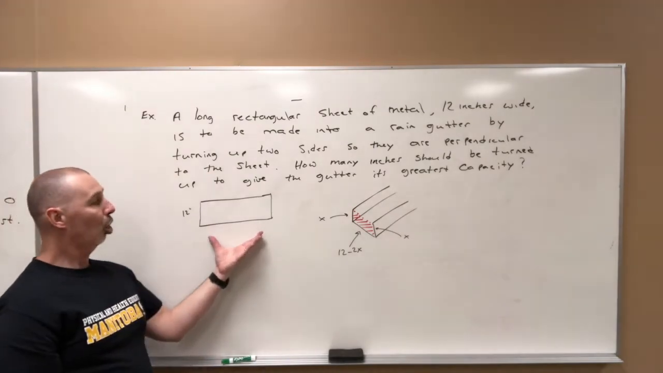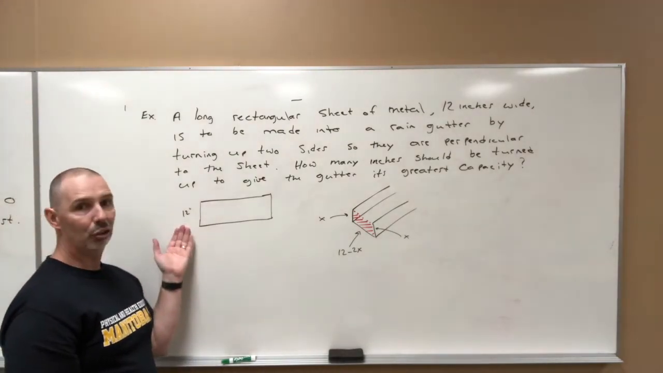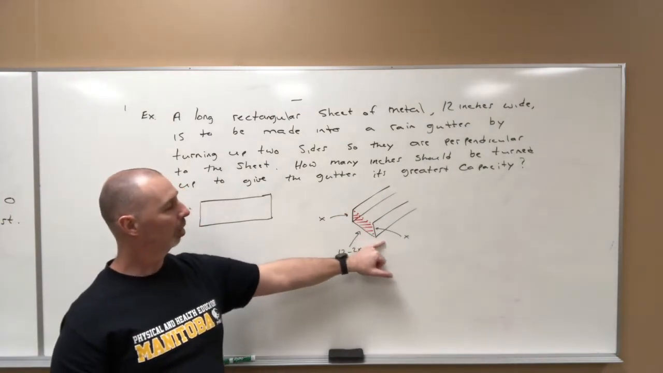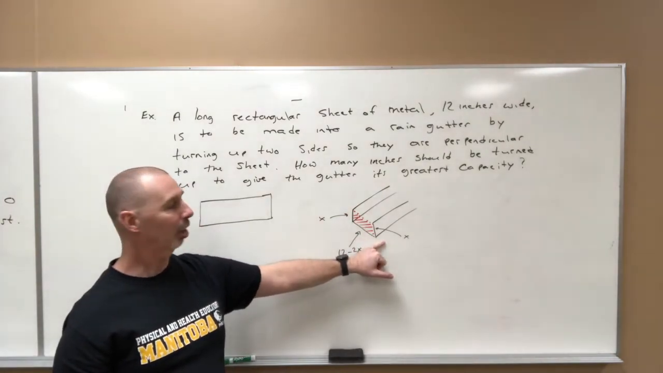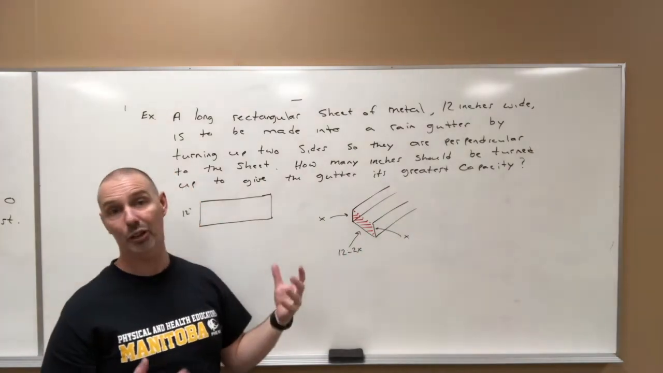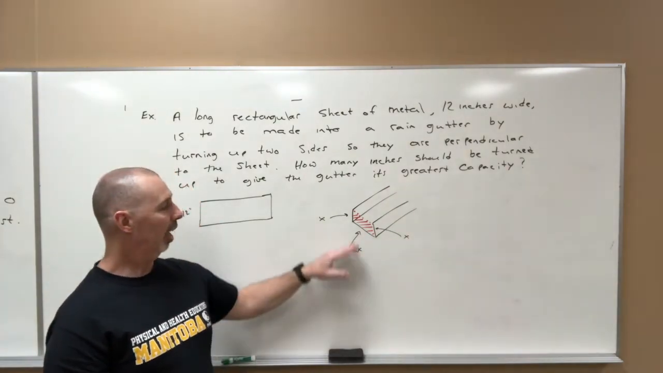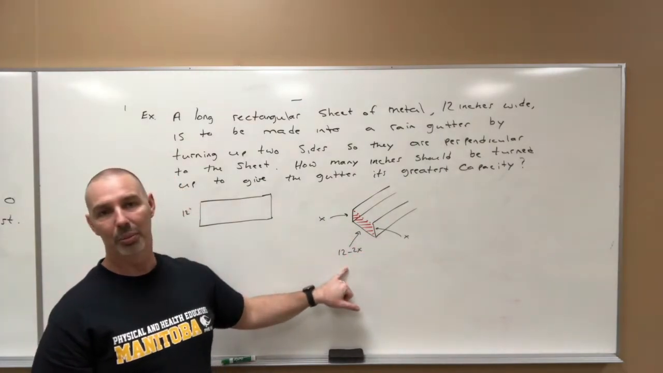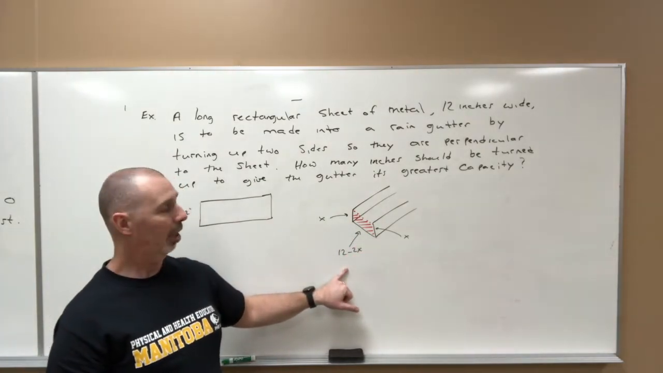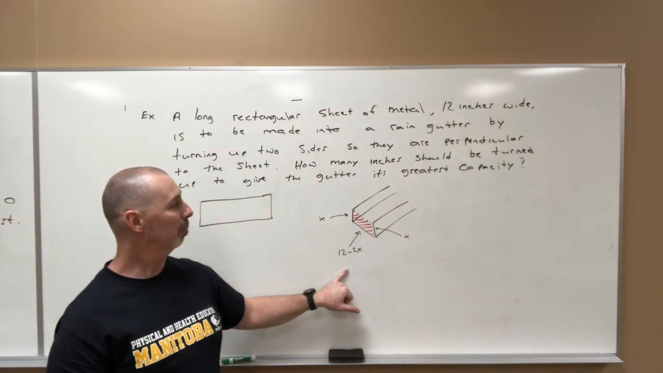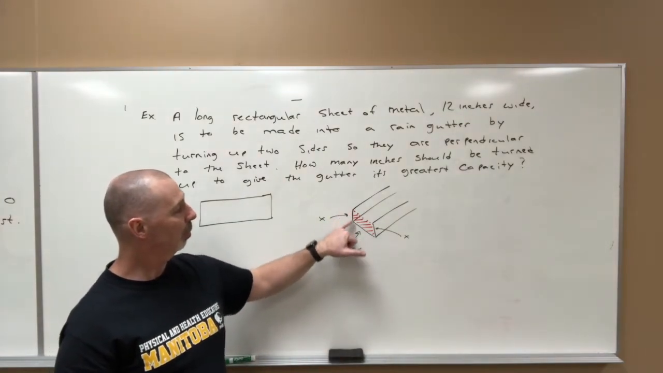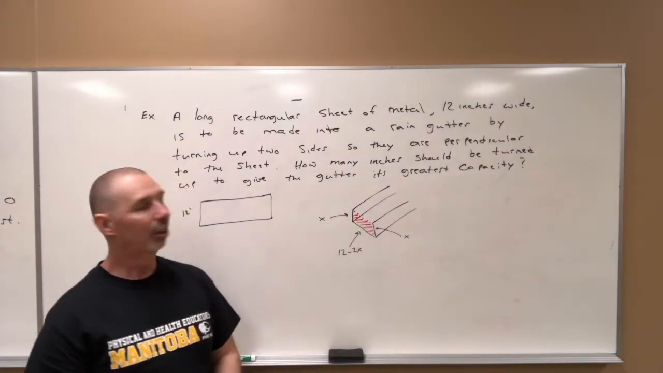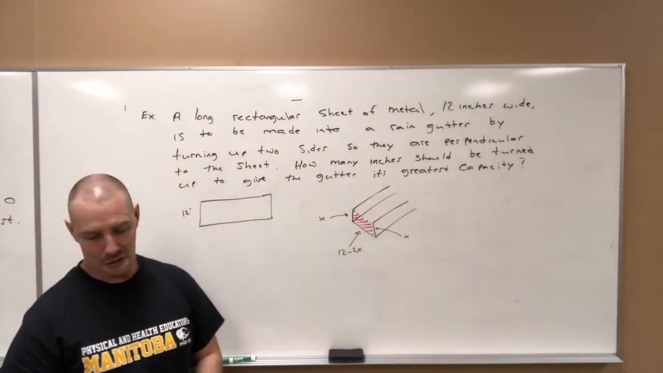Here's our long piece of metal that is 12 inches wide. I'm going to take it, I'm going to turn up two sides so that they're perpendicular. I'm going to call those two sides that I turned up x. And that means that the width of this gutter now is 12 minus those two x's. And in order to give it the greatest capacity, we want to maximize the cross-sectional area of the gutter, which I shaded in red.